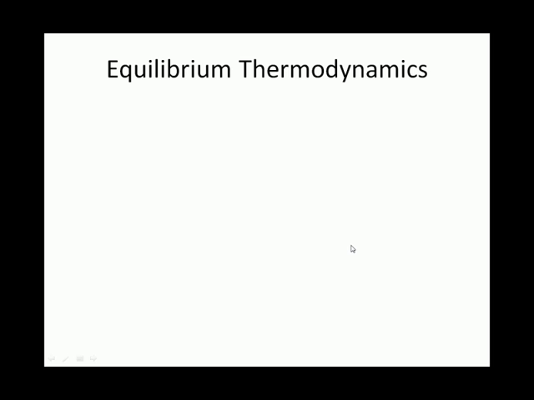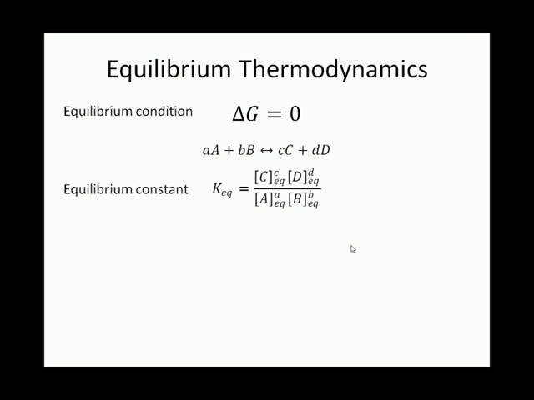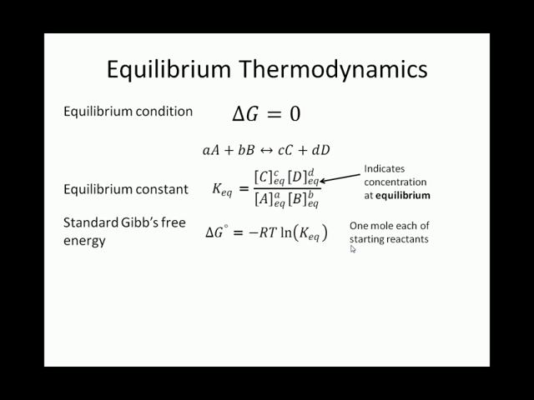Our last major topic is equilibrium thermodynamics. When delta G equals 0, the system is at equilibrium. For a generic reaction of this form, the equilibrium constant K_EQ is defined as in this equation. The brackets indicate concentration, and the EQ indicates the concentration at equilibrium. The standard Gibbs free energy, delta G naught, is the change in free energy that occurs when you start with 1 mole of each of the reactants A and B. It is related to the gas constant R, absolute temperature, and the equilibrium constant. We can rearrange this equation to get the equilibrium constant in terms of delta G naught.